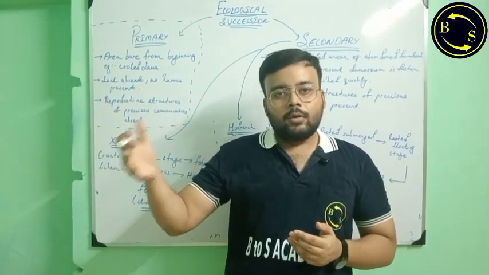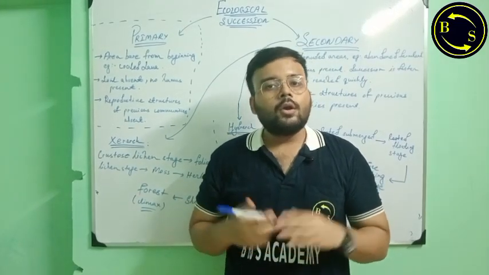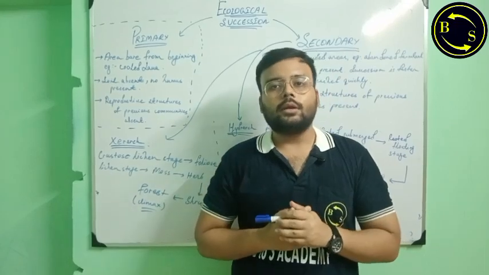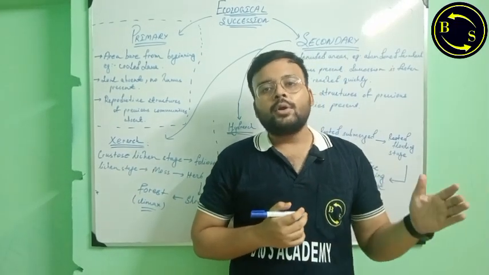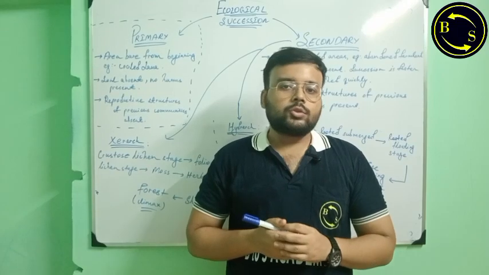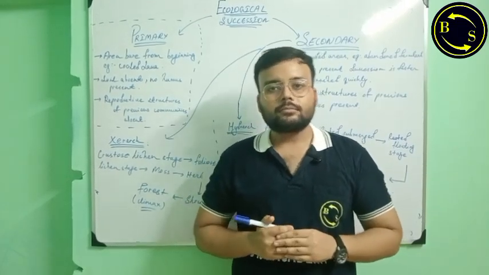Beyond them, there is no other species in the community who is more evolved than them. They form the climax communities. Climax communities are not succeeded by any other communities. Okay, so that is the end of the ecological succession cycle.